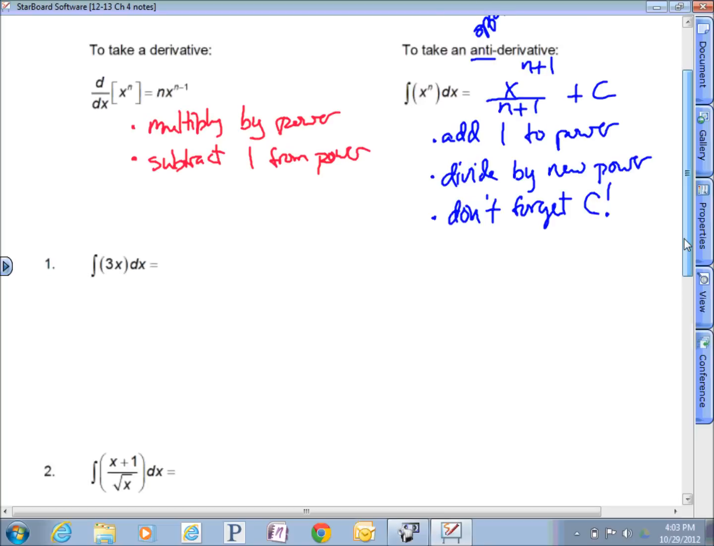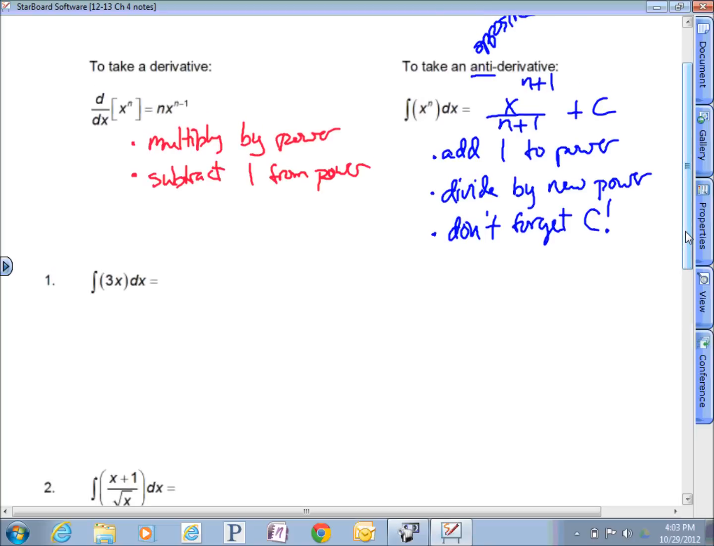So let's try this with problem number 1. I've got 3x. First thing I notice is this 3 is a number. That 3 could come to the outside and be a constant, and we could really be integrating x with respect to x. The integral starts with this funny-looking swirly thing, and it ends with the variable. So we're really integrating an x, and we have 3 times whatever I might have, because of that 3 out there for the constant.